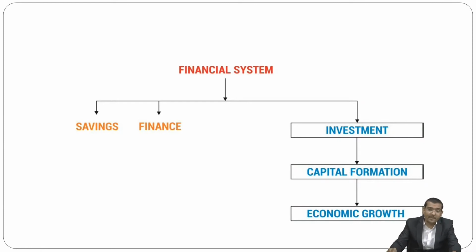So accordingly, my dear friends, we can say that the financial system is mainly defined or allocated between these three: first is savings, second is finance, and third is investment. When the investment is adequate, it leads to capital formation and then it becomes economic growth.